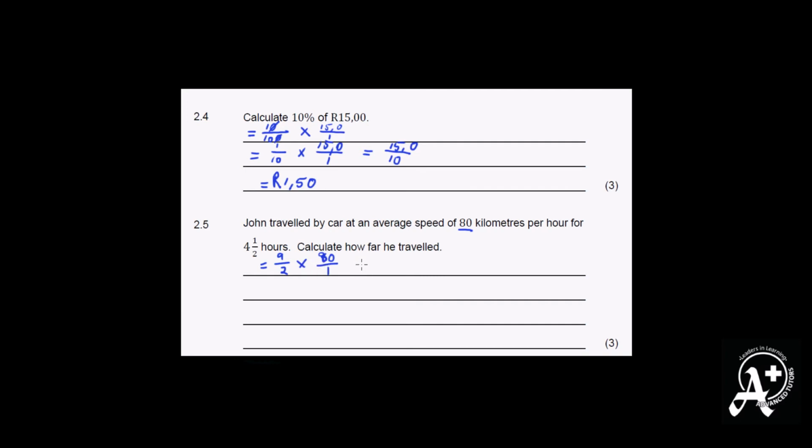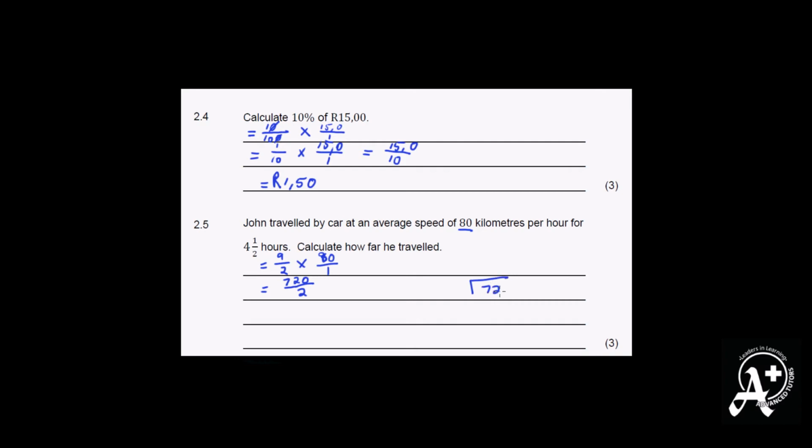So 9 times 8 is simply 72. So remember, we can just add the 0 later. We can see it as 9 times 8, and that gives me 72. But remember your 0 because it was 80. So 720 divided by 2.